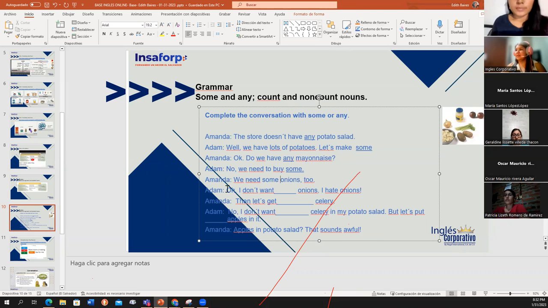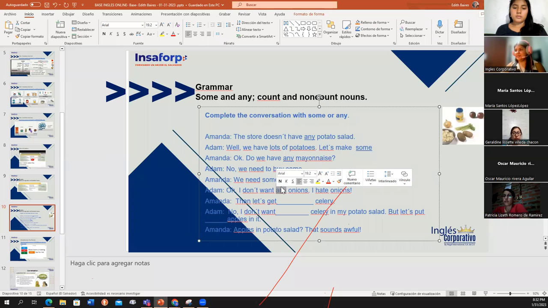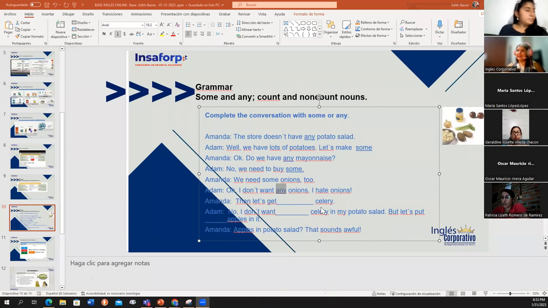Okay, what about here? Oh, I don't want any, right? Why any? Negative. Because it's negative, right? Okay, what about the next one? Some. Then let's get some celery. Do you know what is celery? Do you know what is the meaning of celery? Apio.